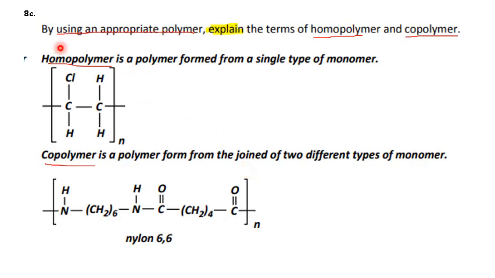So the next question is related to polymer. By using an appropriate polymer, explain homopolymer and copolymer. Of course, you need to give the definition of homopolymer. A polymer formed from a single type of monomer, normally by addition polymerization. Copolymer is a polymer formed from the joining of 2 different types of monomer, normally by condensation polymerization. The example given is Nylon 66. This polymer is formed by joining 1,6-hexanediamine with hexanedioic acid.